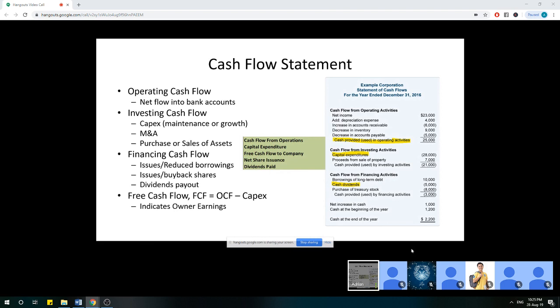So under the financing cash flow, it's more or less telling you how the company did its financing this year, whether they issued or reduced borrowing, or they issued shares or bought back shares, or they paid dividends.